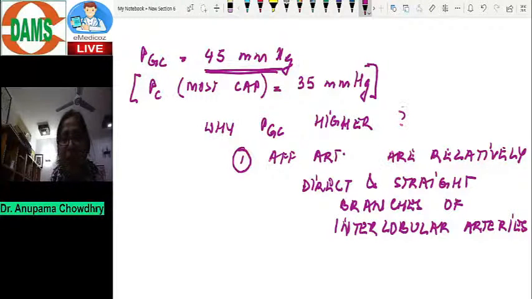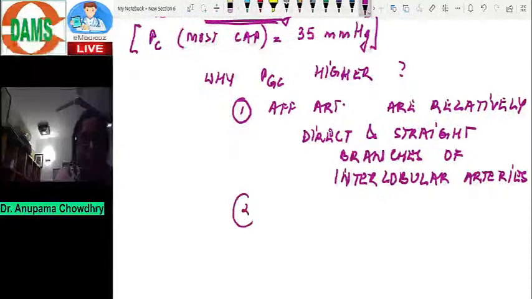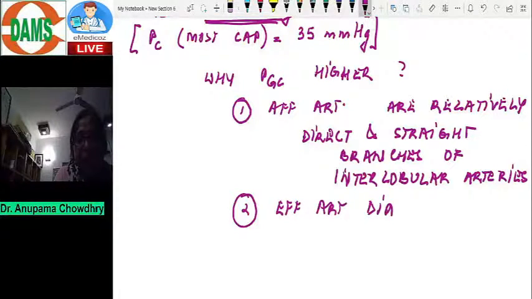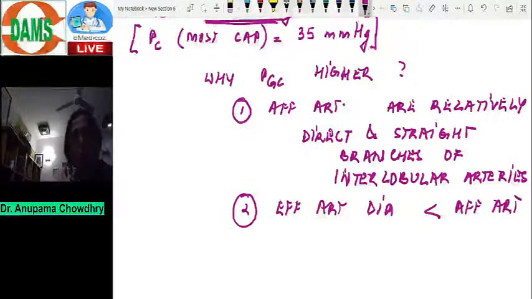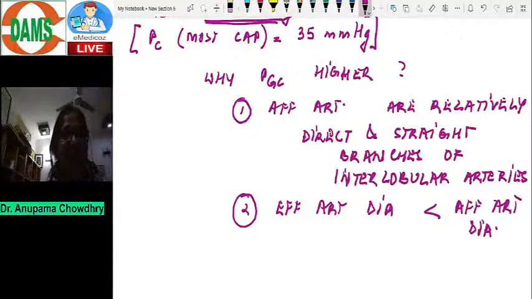Have you understood? Right? And the second is, of course, the efferent arteriolar diameter is less than the afferent arteriolar diameter, so that also causes the glomerular capillary hydrostatic pressure to be higher than the hydrostatic pressure in most tissues. So two reasons for this. Like I said, the afferent arteriole is a relatively direct and straight branch of the interlobular arteries, and the efferent arteriolar diameter is less than the afferent arteriolar diameter.